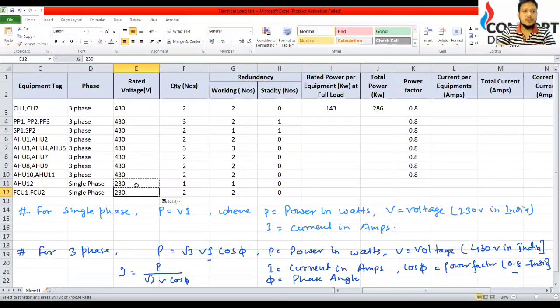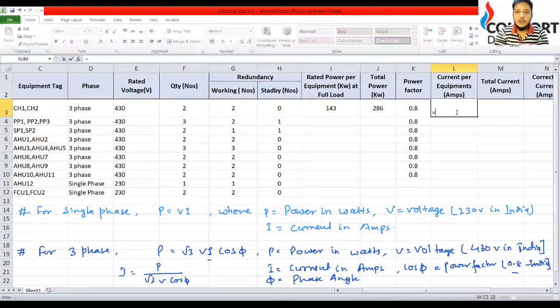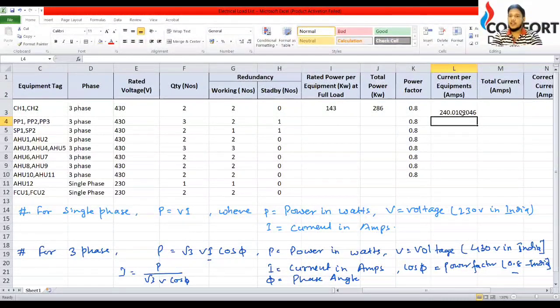Now let's determine it with an equal to sign. Total power per equipment is 143 kilowatt. After that, it will be multiplied by 1000 to make it in watt, divided by bracket start, the constant value root 3, which is 1.732. Then we multiply by the voltage we have written here, and then by the power factor we have written here. Bracket close and enter. So this is the current that will be required per equipment.